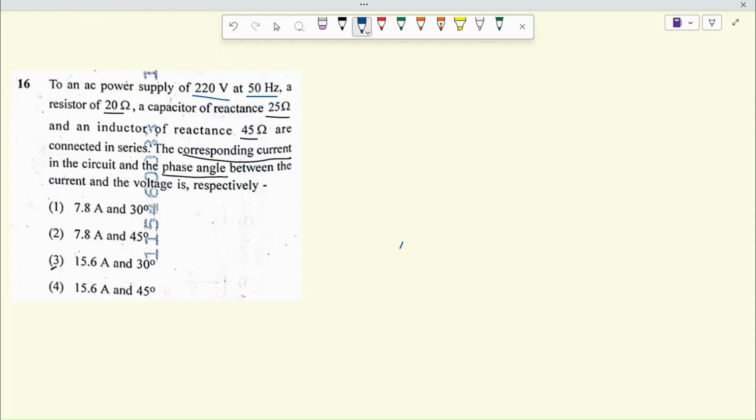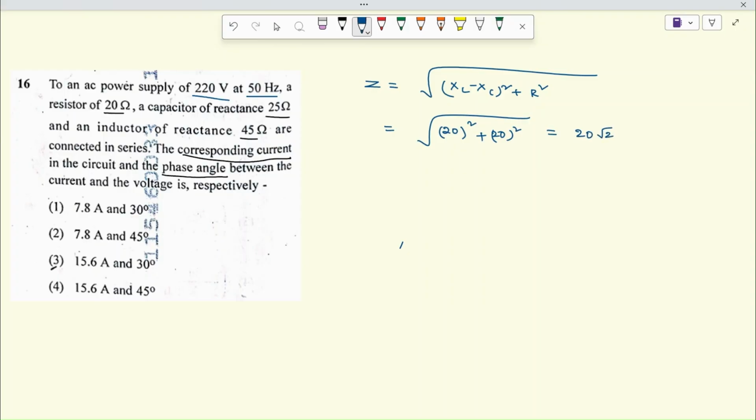Let's take the direct equation here. You know impedance is equal to under root (XL minus XC) whole square plus R square. How much is it? XL minus XC, 50 minus capacitance is 25, inductive reactance is 45. So the difference is 20 squared plus R is 20. So another 20 square under root, which becomes 20 root 2 impedance value.